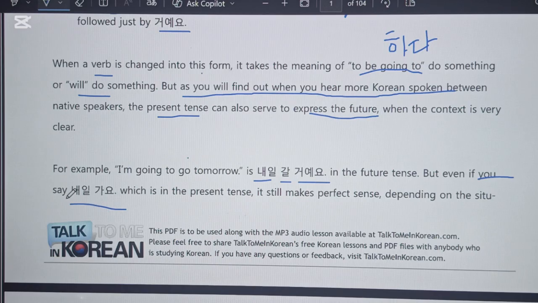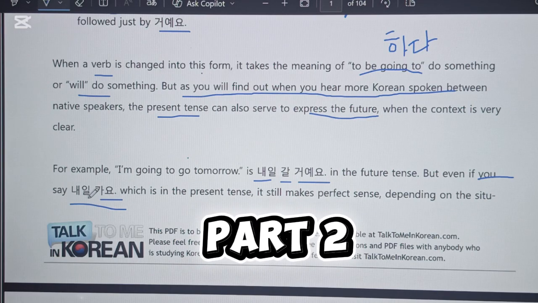depending on the situation that it is going to be done in the future. Because it says 내일 가요, I'm going to go tomorrow, and we know that tomorrow is in the future, so it still makes perfect sense. 내일 가요.